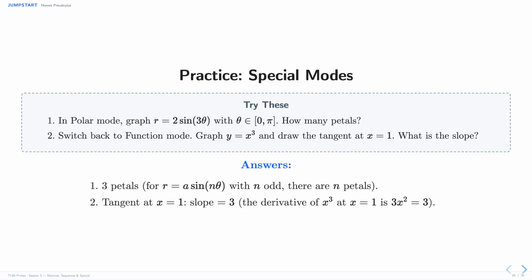It's time for some practice with special modes. In polar mode, graph the equation r equals 2 times sine of 3 theta, with theta ranging from 0 to pi. How many petals does the graph have? Then switch back to function mode and graph y equals x cubed, drawing the tangent line at x equals 1. What is the slope of the tangent line?